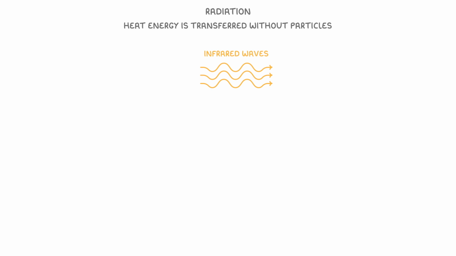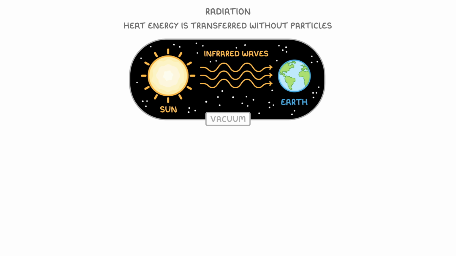Last, we have radiation, which is when heat energy is transferred without particles. Instead, it uses infrared waves. These waves can even travel through a vacuum, where there are no particles at all. This is how the heat energy from the sun reaches Earth through the vacuum of space.